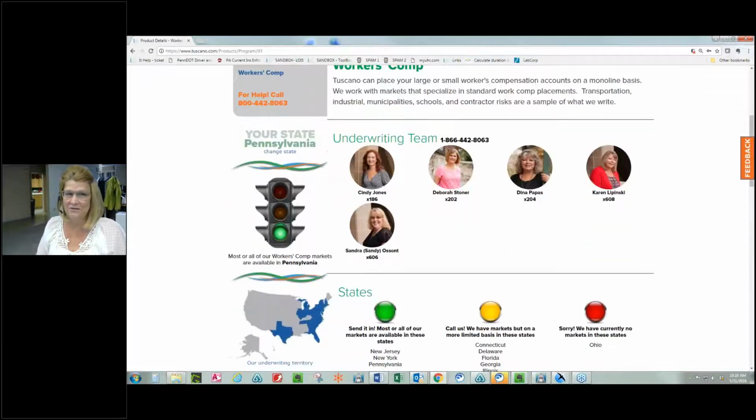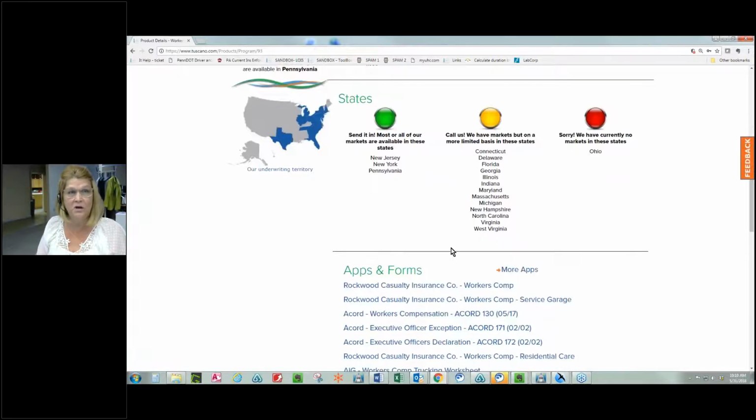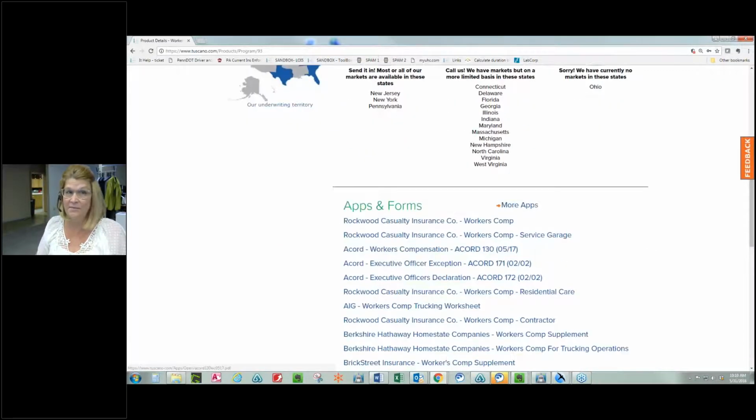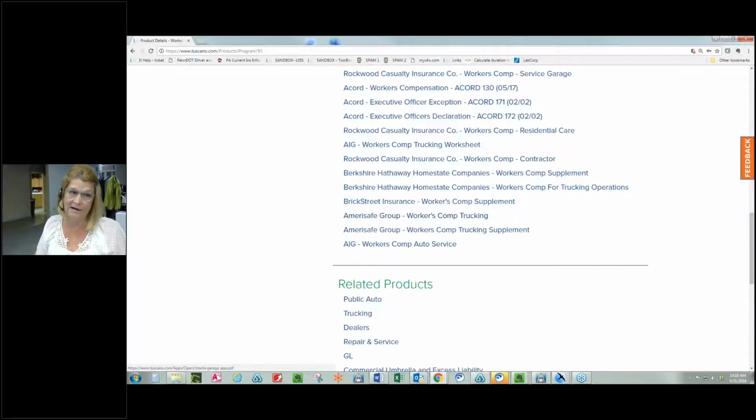We pride ourselves on trying to keep the business out of the state fund, or if you currently have business in the state fund, please run that by us and see if we can help you get that into a regular market.